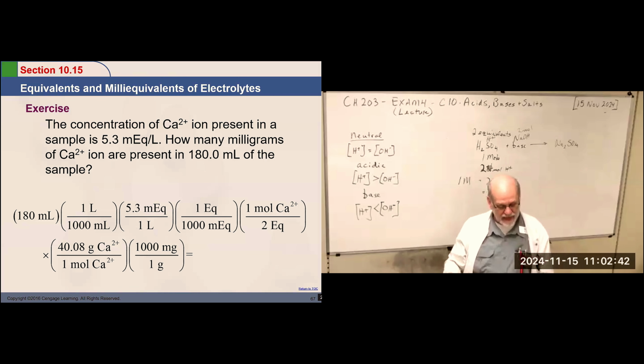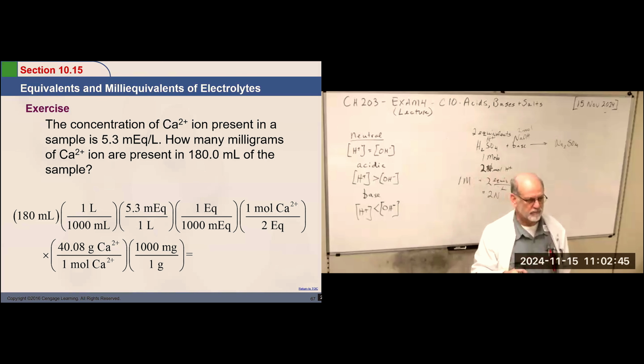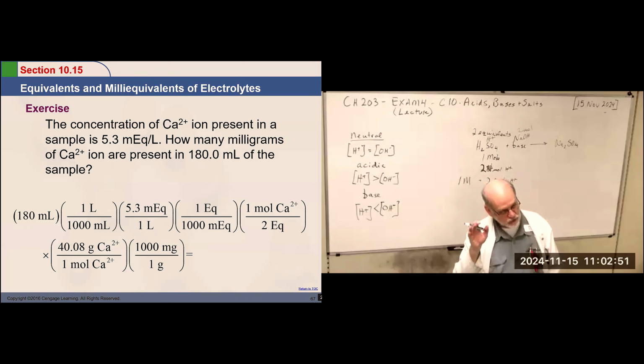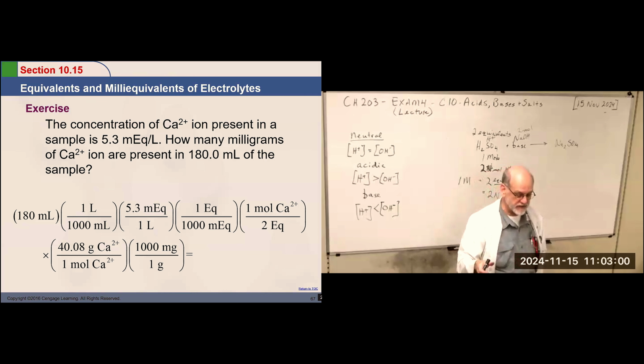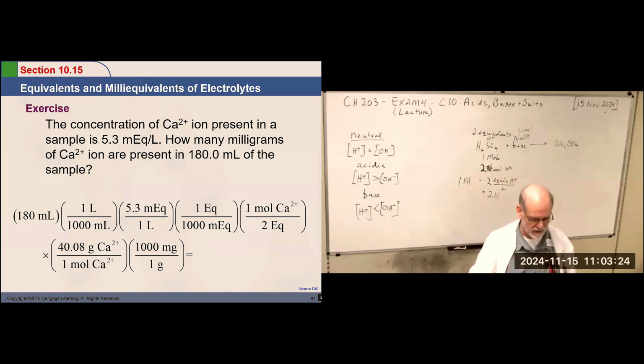Then you convert milliequivalents to equivalents. Okay? And how many moles of calcium ions per equivalent? Well, it's a half a mole of calcium, or for each mole of calcium ions, you have 2 equivalents. So that's that factor on the far right. Once you have the number of moles of calcium ions, then using molar mass, you can convert it into grams, excuse me, we've already got moles. Convert it into grams, and then the question says how many milligrams. Then you need a conversion factor. Just change those grams back to milligrams.